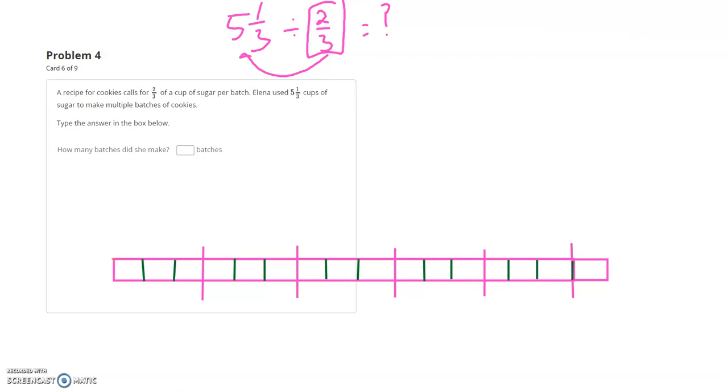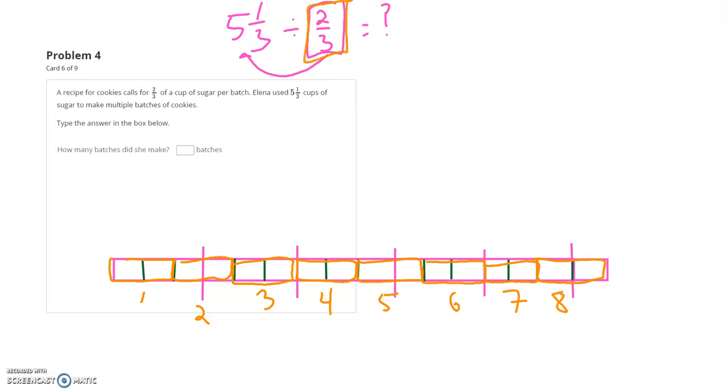So one group of 2/3, 2 groups of 2/3, 3 groups of 2/3, 4 groups of 2/3, 5 groups of 2/3, 6 groups of 2/3, 7 groups of 2/3, 8 groups of 2/3. Remember, 2/3 is one batch.